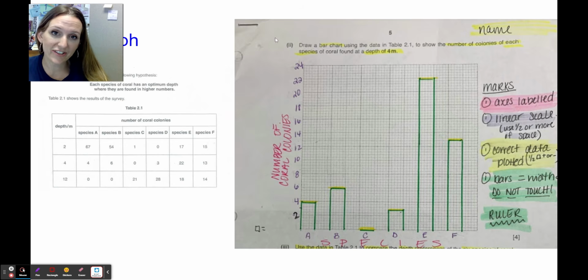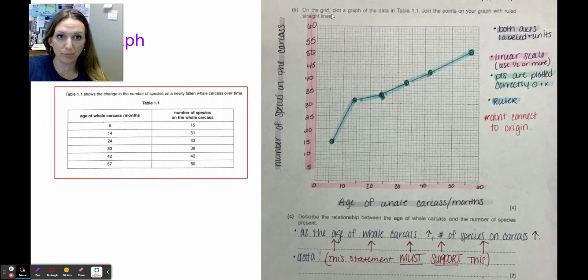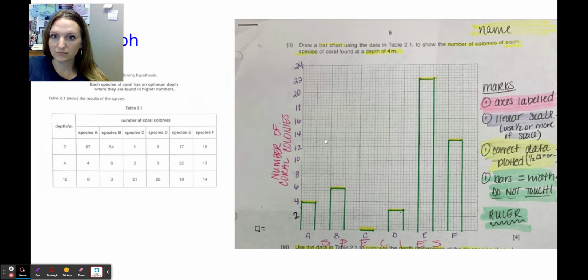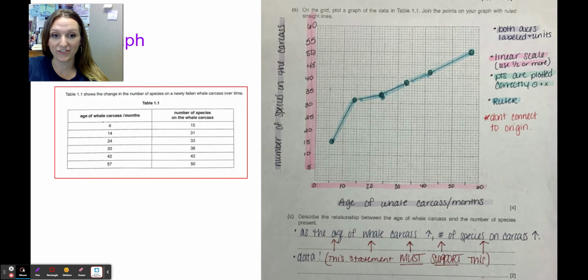Read the top, because this one says draw a bar chart. This one says, on the grid, plot a graph. Join the points with ruled straight lines. Please use a ruler. Use a ruler. Use a ruler. And then that's it for graphs.